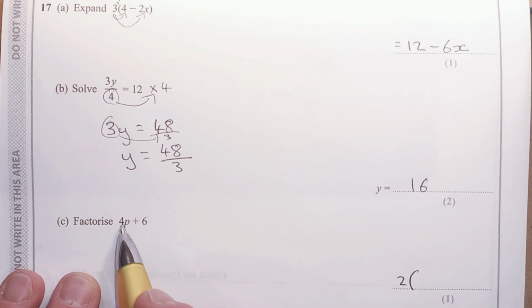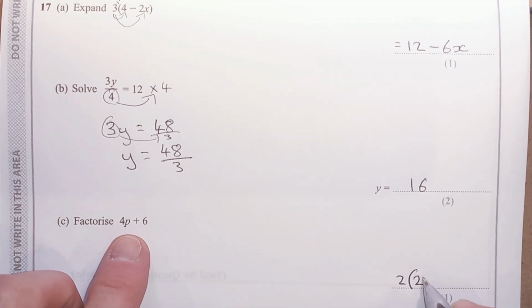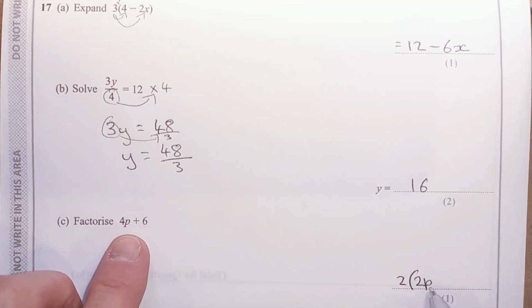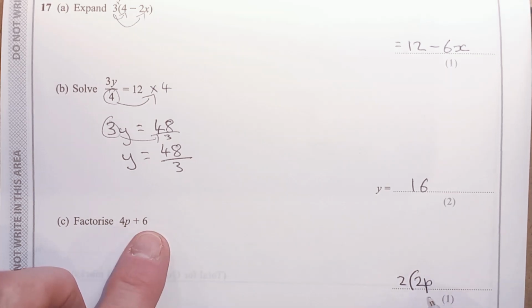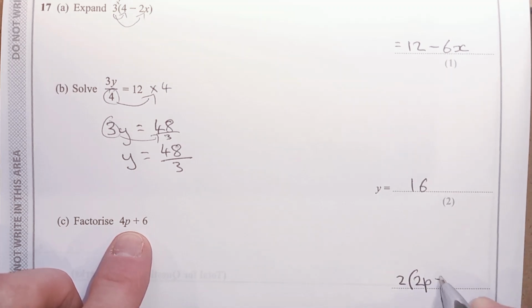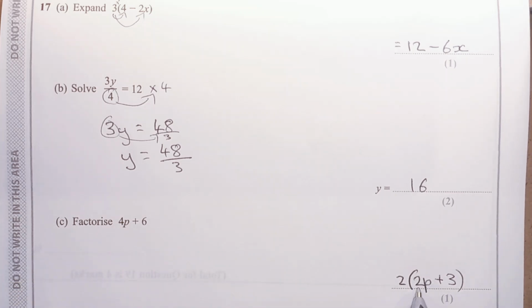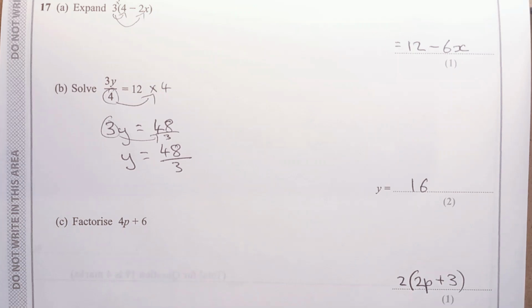So 2 times what gives us 4? 2 times 2 gives us 4, but we want 4p, so it's going to have to be 2p. So when we multiply those together, 2 times 2p gives us 4p. And to get plus 6, we need 2 times something, and 2 times 3 gives us 6. So 2 times 2p gives us 4p, 2 times 3 gives us 6.